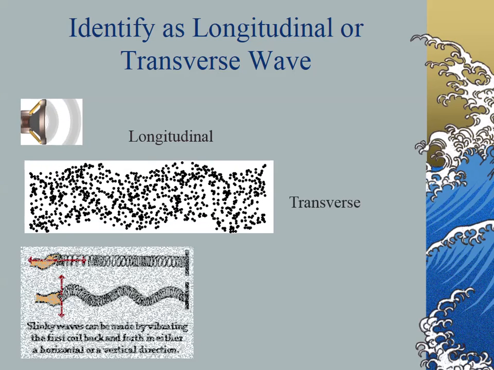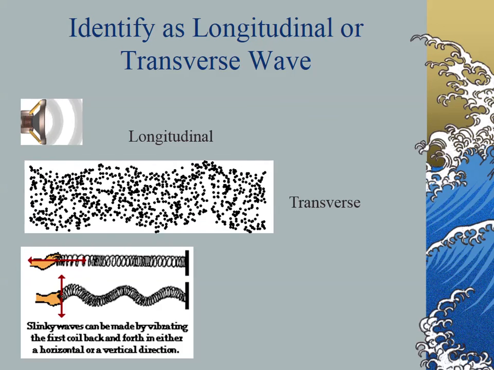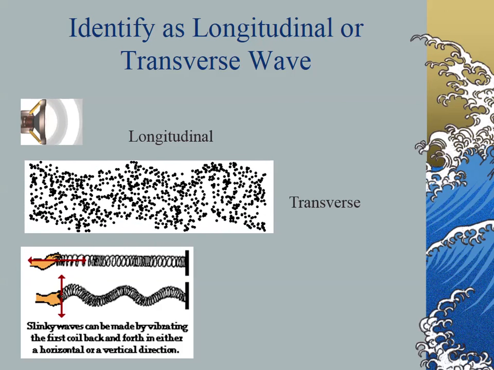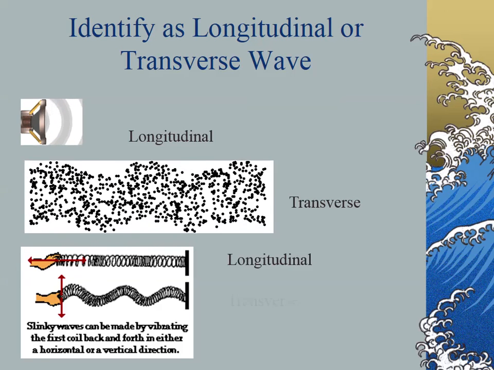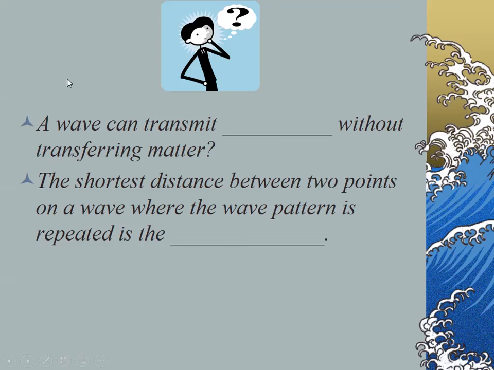What about these two? The first one's going to be longitudinal. Second one's going to be transverse. So obviously be able to identify what type of wave you have. Not too difficult. A wave can transmit what without transferring matter? That would be energy. And the shortest distance between two points on a wave where the wave pattern is repeated is the wavelength. Very good. I heard you all answer this.